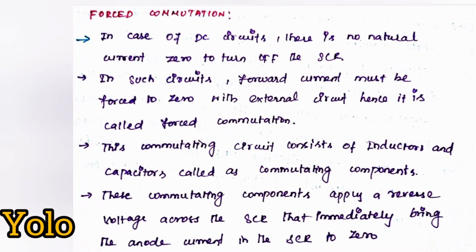In case of a DC circuit, there is no natural current zero to turn off the SCR. In such circuits, the forward current must be forced to 0 with an external circuit, hence it is called forced commutation. These commutating circuits consist of inductors and capacitors, called commutating components. These commutating components apply a reverse voltage across the SCR that immediately brings the anode current in the SCR to 0.